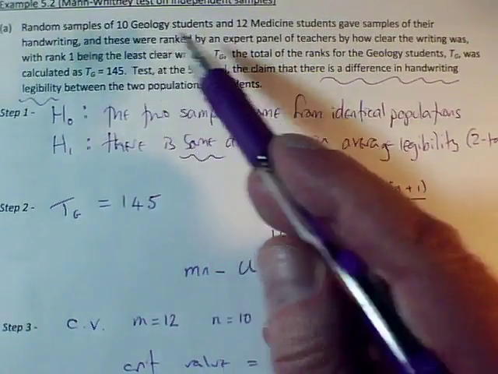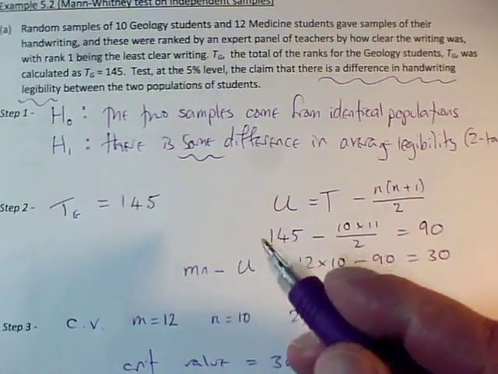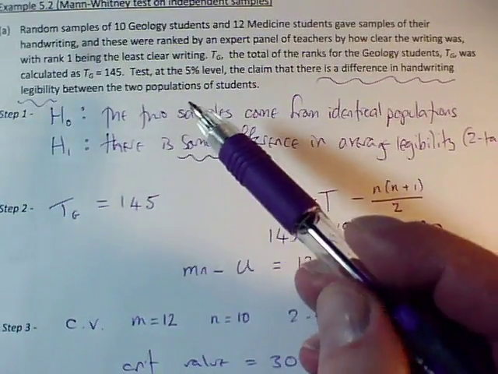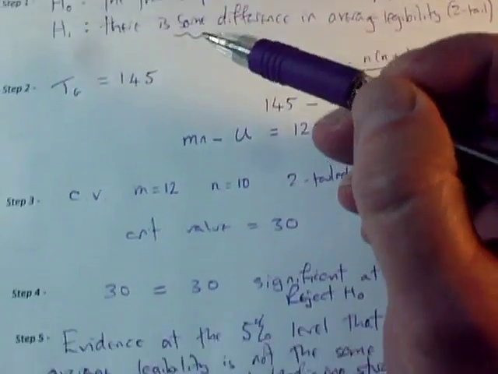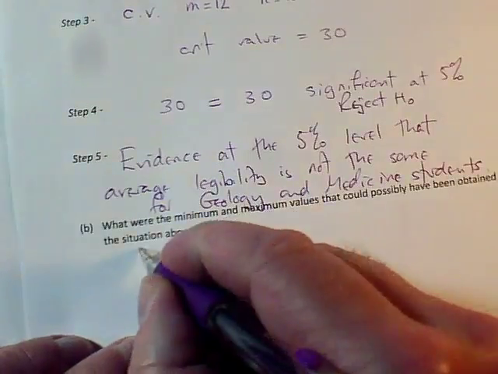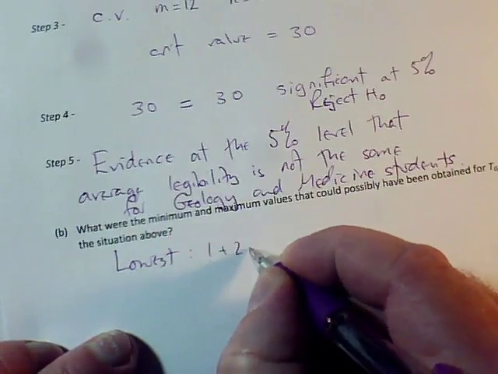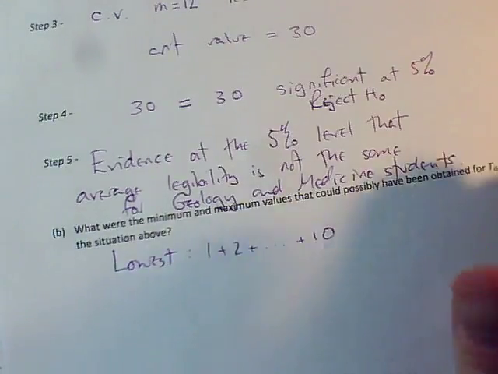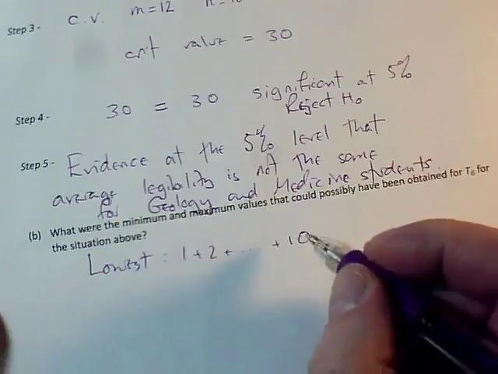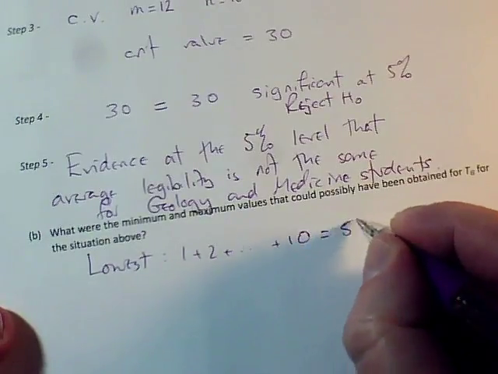Well, there were 22 students altogether. The very lowest total rank I could get for geology is when the geology students had the very lowest ranks, from 1 to 10. So the lowest is going to be 1 plus 2 plus ... plus 10. There are clever mathematical ways of summing this, but you might as well just get out your calculator and add these up, and you get a total of 55.